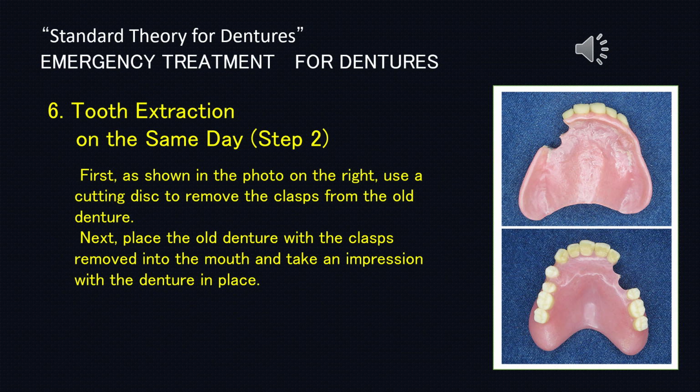6. Tooth extraction on the same day. Step 2. First, as shown in the photo on the right, use a cutting disc to remove the clasps from the old denture. Next, place the old denture with the clasps removed into the mouth and take an impression with the denture in place.